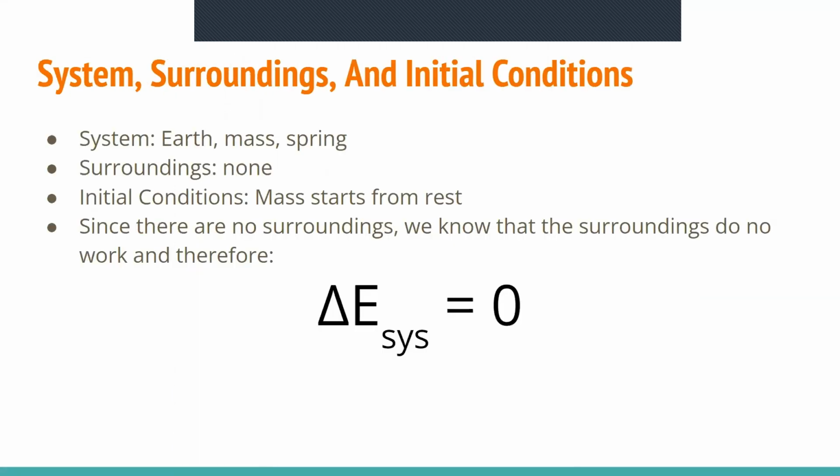The system of this lab is the Earth, mass, and the spring. The surroundings of the lab are nothing, and the initial conditions are that the mass starts at rest. And since there are no surroundings, we know that the surroundings do no work on the system, and therefore the change in energy in the system is zero.